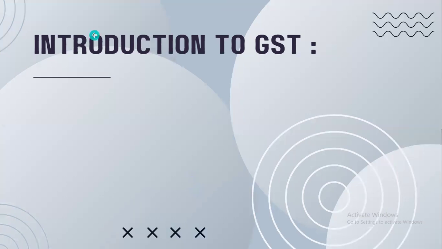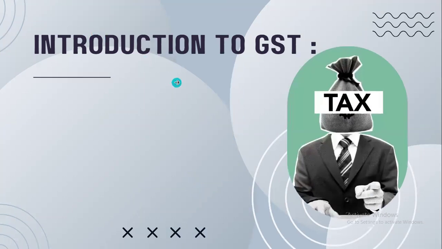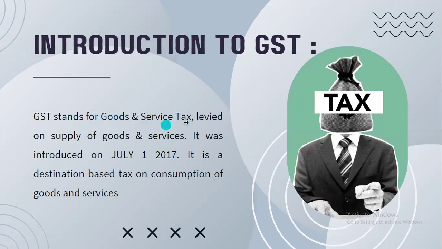Coming to what is GST. As we know, GST is nothing but tax, right? GST stands for Goods and Service Tax levied on supply of goods and services. Yes, this GST is mainly levied on the supply of goods which has been consumed by the consumer and the services that has been supplied. And GST is nothing but an indirect tax. Indirect tax means the tax levied on the person who consumes the goods and services, and thus the consumer shall indirectly pay this tax to the government. This is nothing but indirect tax.